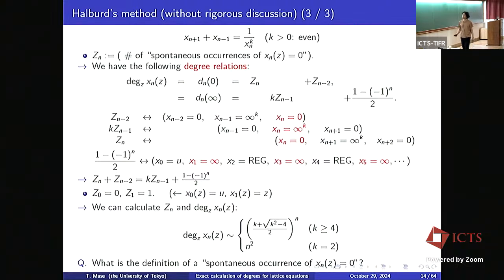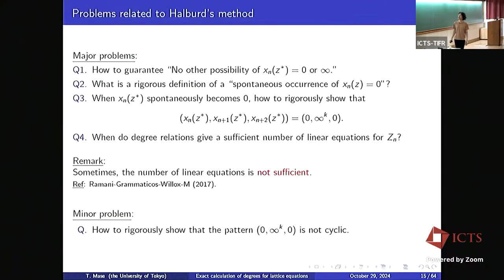Okay, so what is the definition of a spontaneous occurrence? That's a big problem. Halphen's method has a lot of problems to be solved. Number one, how to guarantee another possibility? This is very important but difficult. And what is the rigorous definition of a spontaneous occurrence of xn equals 0? And when xn spontaneously becomes 0, is this really true? I didn't prove anything mathematically, right? So we have to prove this.